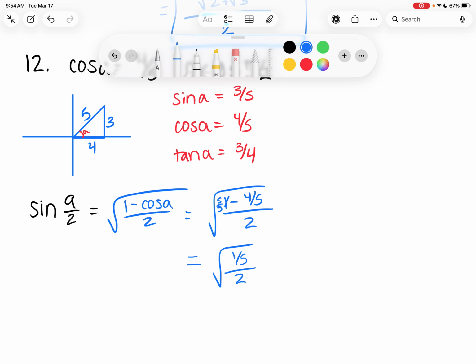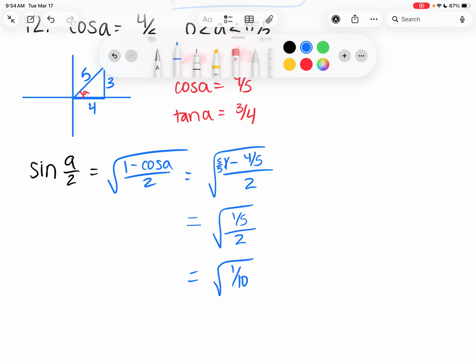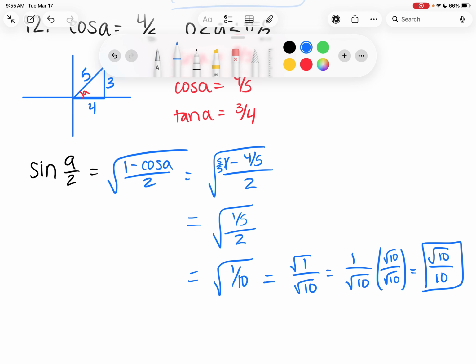We still are technically dividing by 2, which is multiplying by 1/2, so that's going to be the square root of 1 over 10, which can be written as the square root of 1 over the square root of 10. What's the square root of 1? So we have 1 over the square root of 10. Can't leave it like that, so what does this become? Square root of 10 over 10. Yep, we'd multiply by root 10 over root 10 to rationalize it, and we end up with root 10 over 10 as my answer for the sine of a over 2.